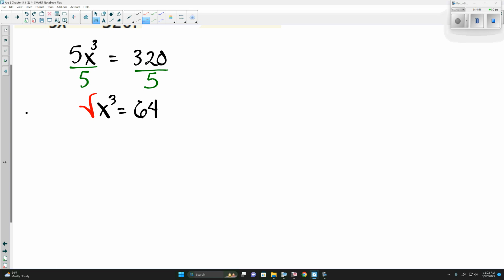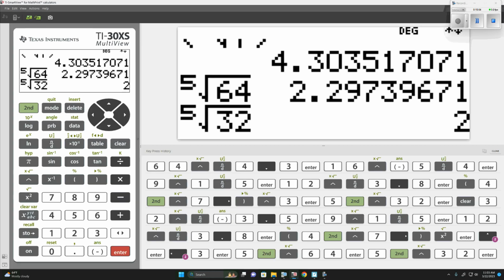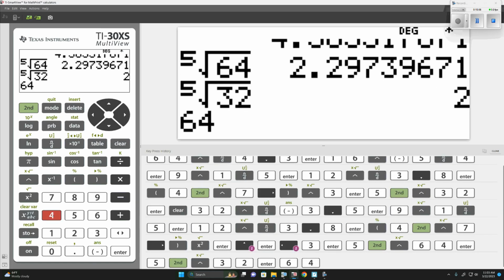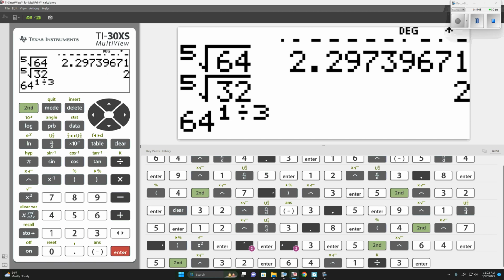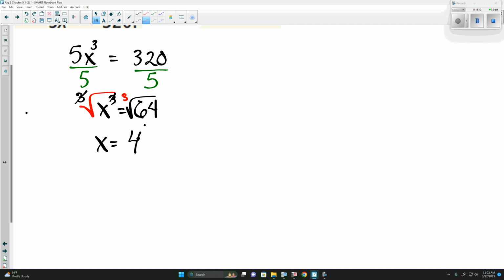Then we would take the cubed root of both sides. So the cubed root of 64, or 64 to the 1/3, is 4. And we get this here.